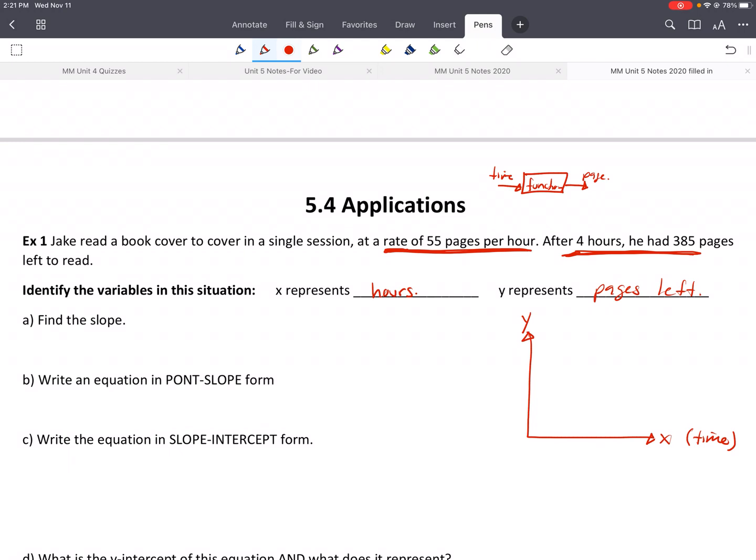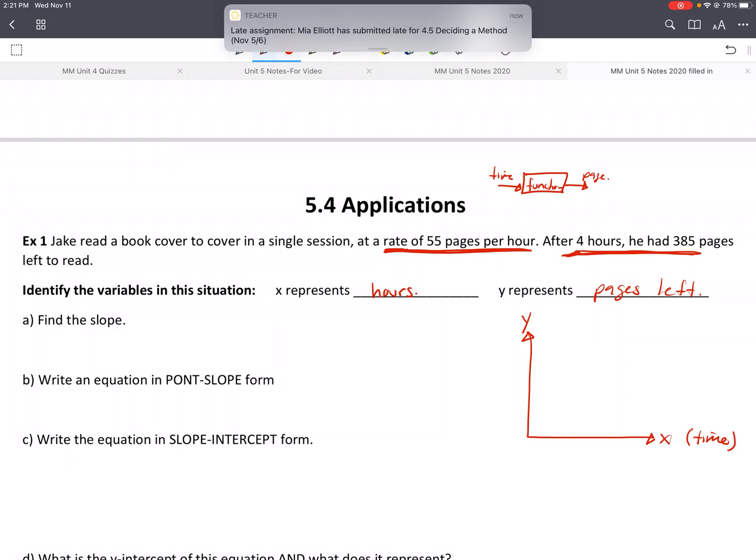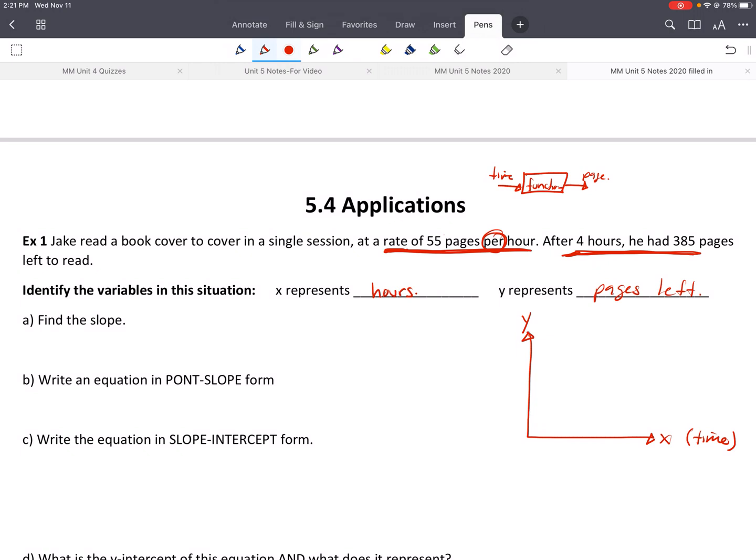So first, let's find the slope. Which is the slope? The key again is this per word. It's 55 pages per hour. So our slope here is going to be 55.